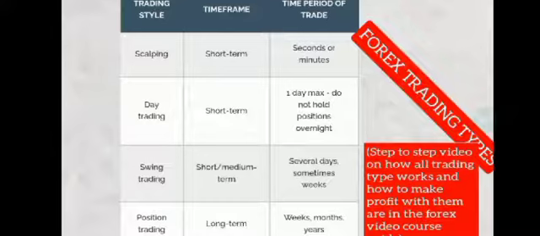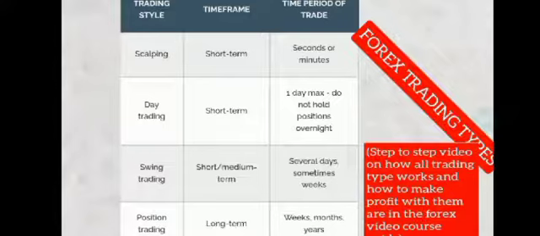So scalping traders make use of short time frames like that. Day traders are also short-term traders, but they hold their positions. If they open positions, they hold them throughout the day. Meaning that as a trader, you can open a position now and hold it for 24 hours without closing it. Even if it's in profit, you can still leave it open because you want to make more and more profit. You leave it open for a whole day. So that's day trading.